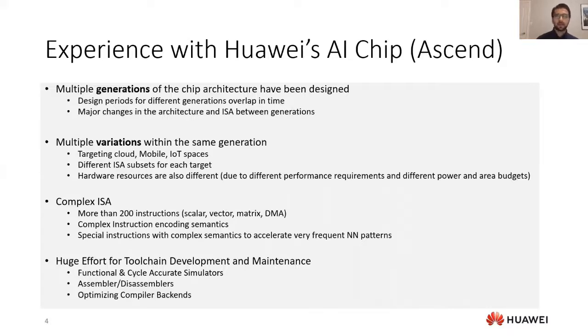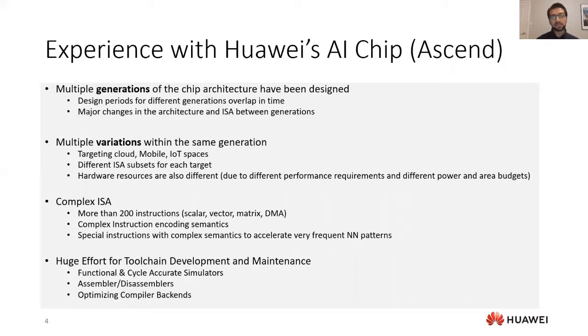Then you have multiple variations even within the same generation, because you have versions that are targeting cloud, mobile, or IoT space. So you have different ISA subsets for each target. And also your hardware resources are different because your performance requirements are different.